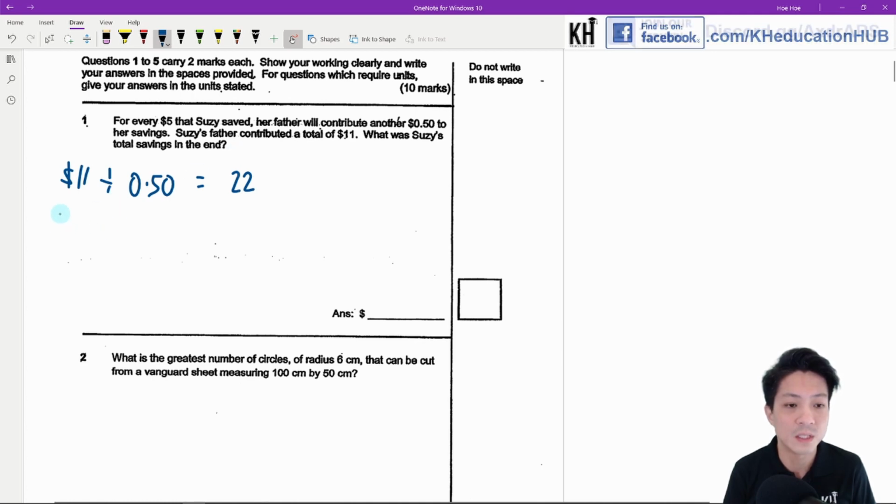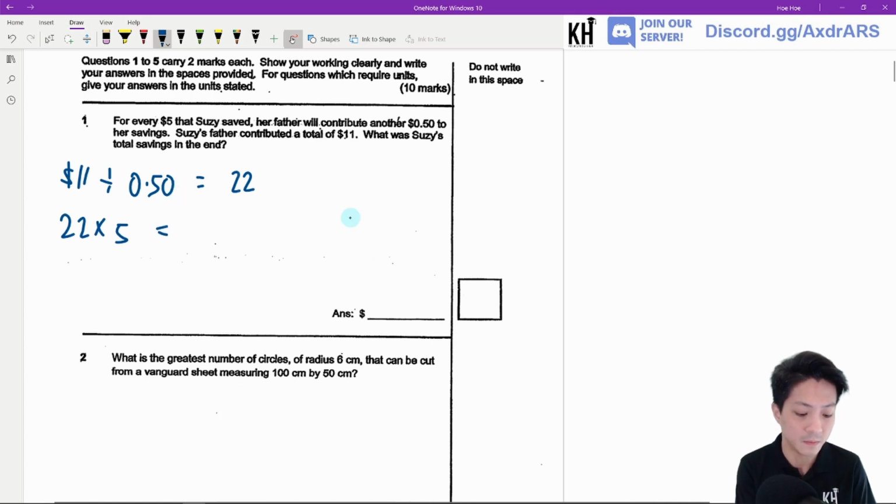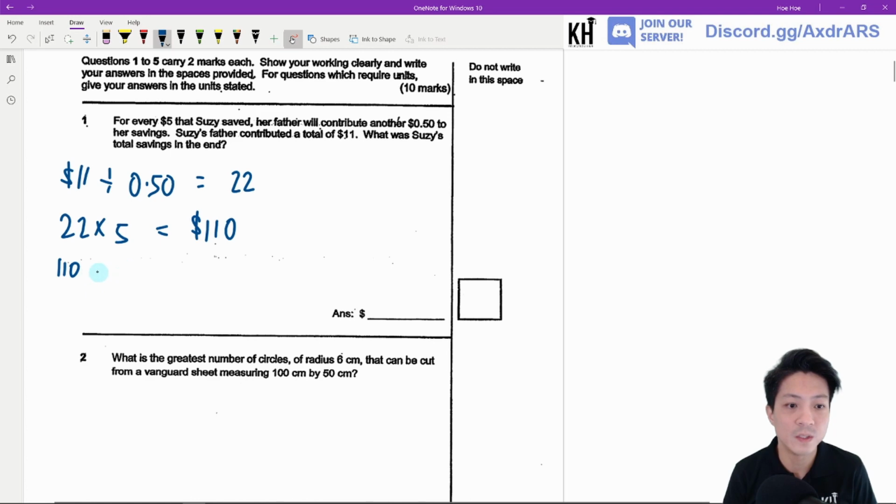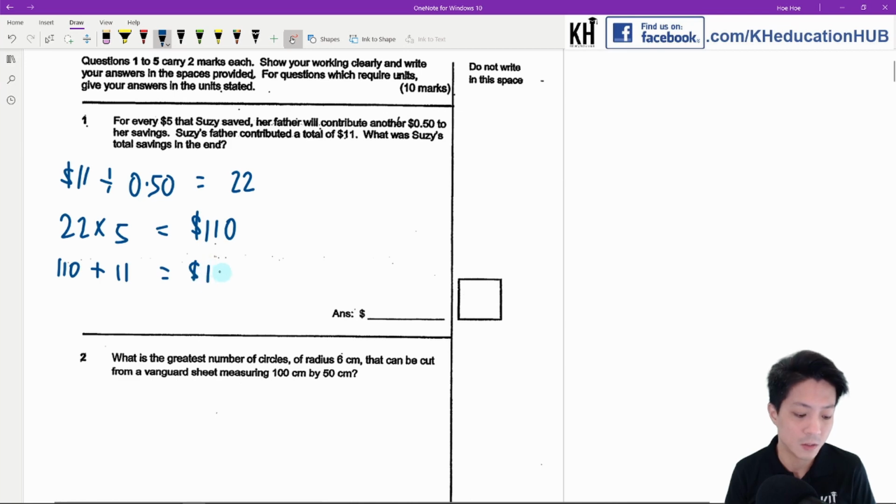The next thing that we're gonna do is 22 times 5. It's gonna be $110. So this is the amount saved by Susie. The total savings will be 110 plus the amount contributed by her father, which will be $121.